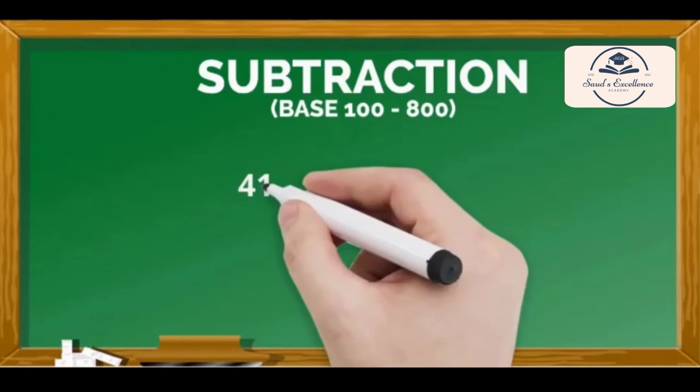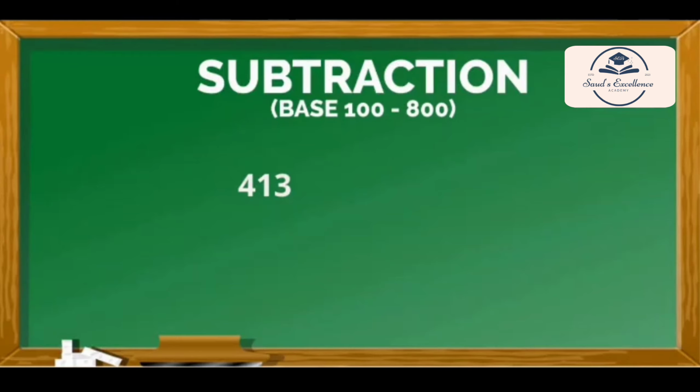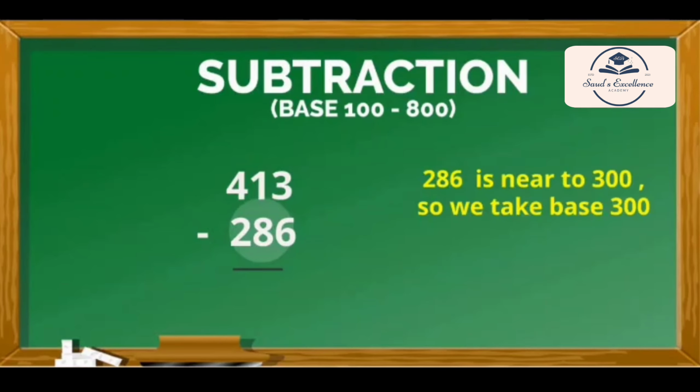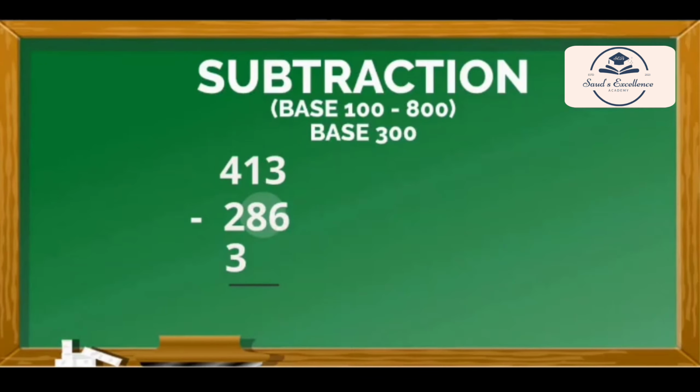Let's start with an example like 413 subtract by 286. 286 will give us two things, first base and second thing complement. 286 is near to 300, so we take base 300. For base 300, we write 3.